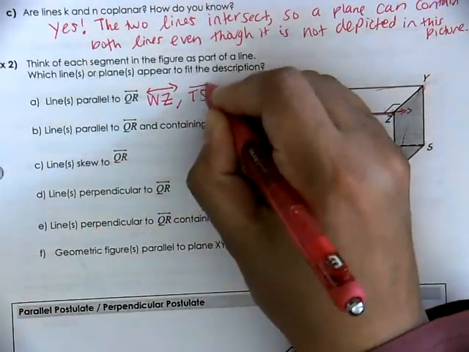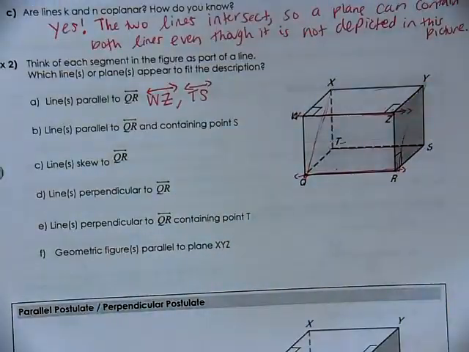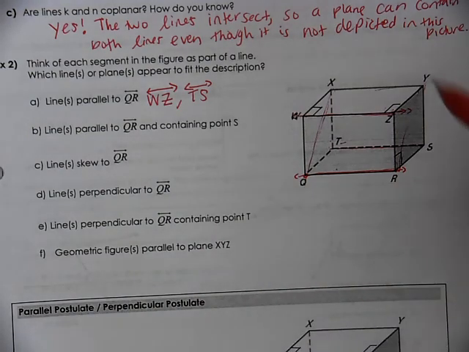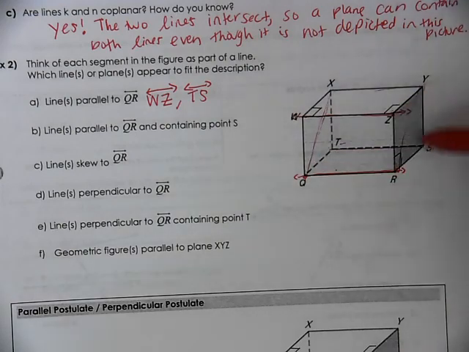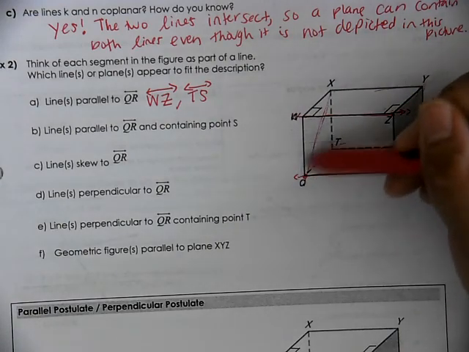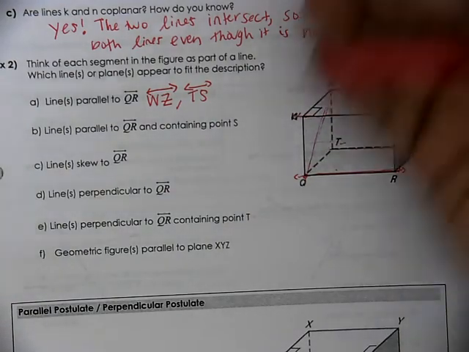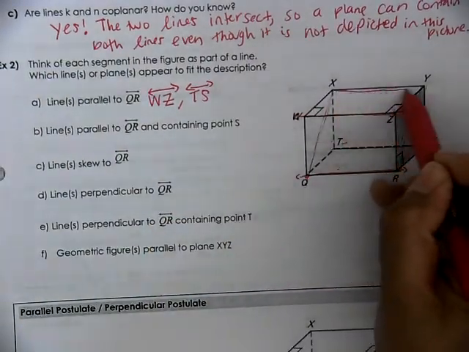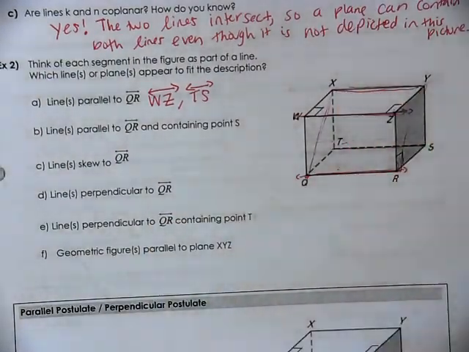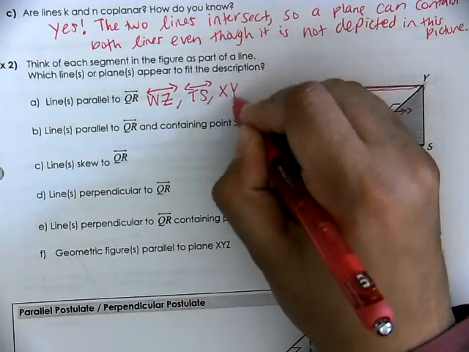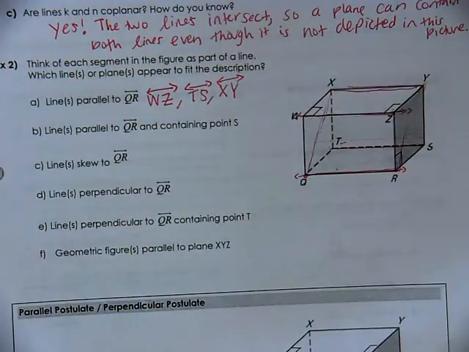And you can write the letters in any order. You could have written ST or whatever. It doesn't make a difference. You just want to identify which those lines are. There's actually one more, and that one is harder to see because it's not drawn in, but I could have the plane that is drawn in like this where it's slicing through it. So XY is also another example of a line that is parallel to QR, line QR.